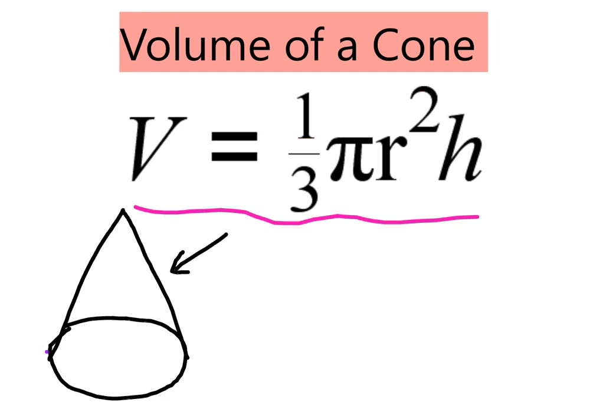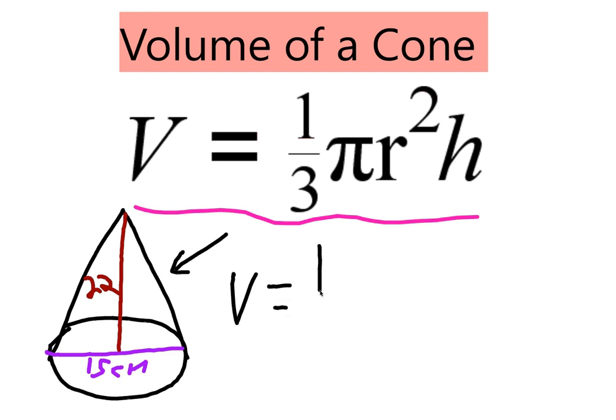So let's just do a volume for a cone. Let's do some different units here. We'll do centimeters. Let's say this is 15 centimeters. The only other thing you should know is the height. A lot of times they'll just give it to you like this. Let's say that's 22. This time we'll just go ahead and figure the radius out. What would be the radius of this? 7.5. Sweet.